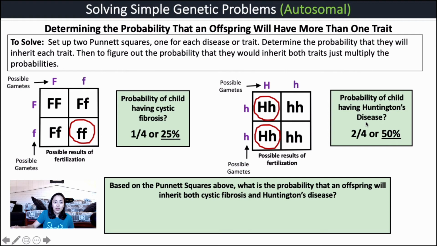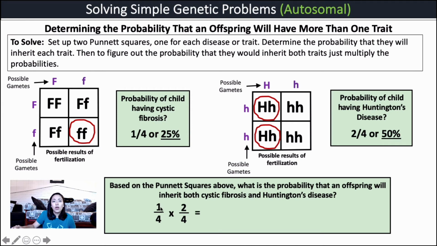But I want to know, what is the probability that they will inherit cystic fibrosis and Huntington's disease at the same time? The way I would simply figure that out is I would take the probability that I got in this Punnett square, which is 1/4. I like to work with the fractions in this case. You could work with the percentages as well. But there's a 1 out of 4 chance that they would have cystic fibrosis. What's the probability they would have Huntington's disease? Well, 2 out of 4 or 50% chance. And in order to figure out the probability that the child would have both cystic fibrosis and Huntington's disease, I would just multiply those probabilities, those fractions.